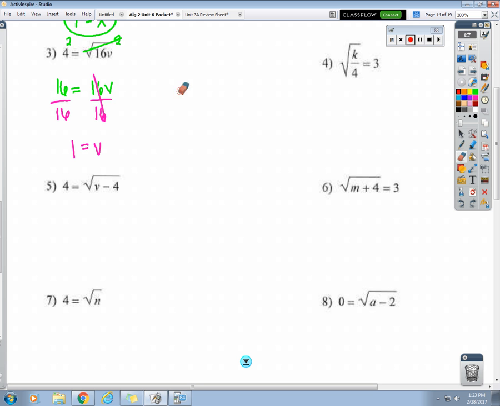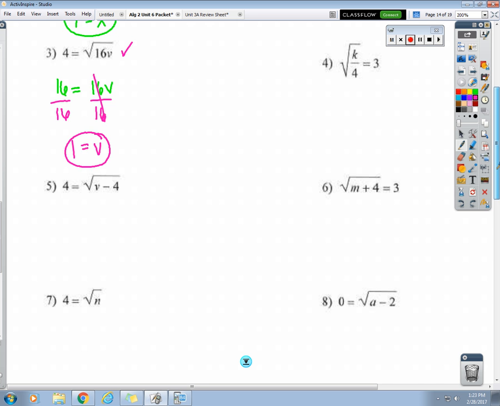Now let's check it to make sure it works. If I plug in 1 in the v place, isn't that 16 times 1, which is 16? And isn't the square root of 16 really equal to 4? So it worked. That means you did it right.